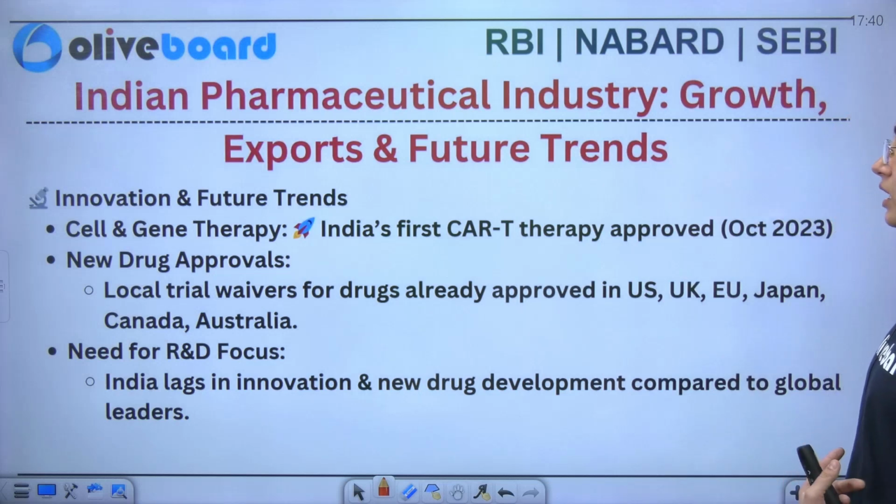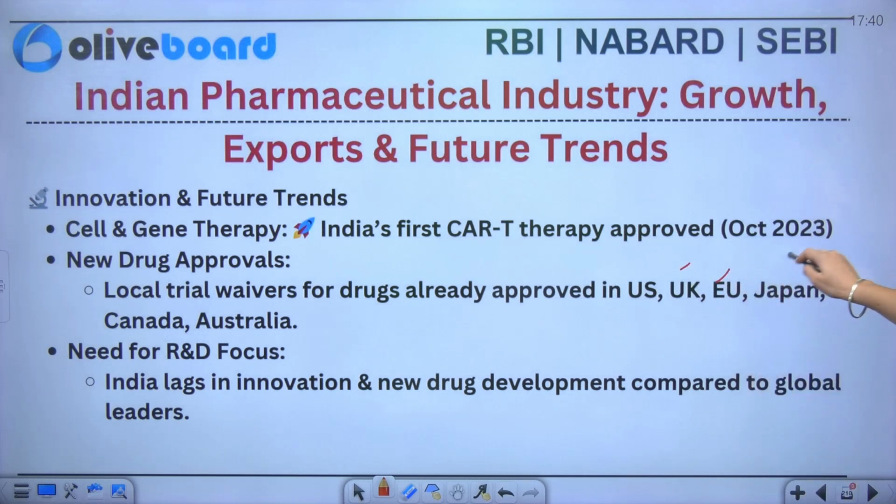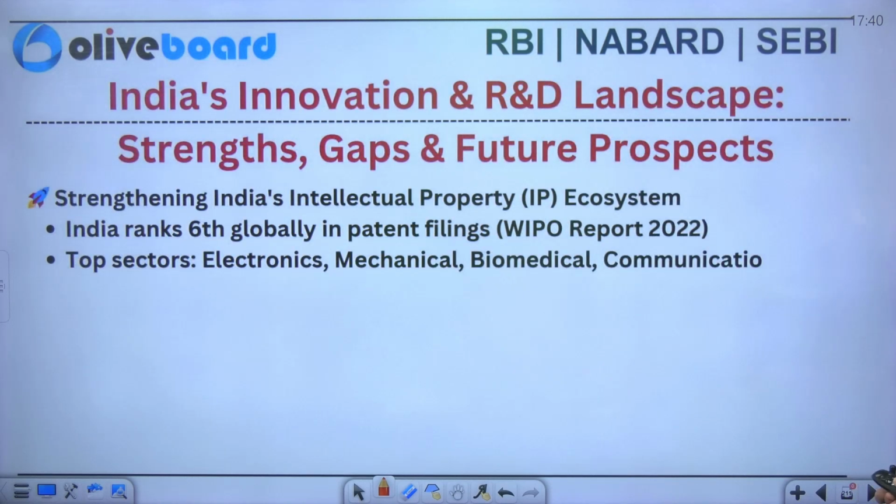Now what are the innovations that can be included here? So cell and gene therapy, India's first CAR-T therapy approved in October 2023. New drug approvals have been there. Local trial waivers for drugs already approved in the US, UK, EU, Japan, Canada, as well as Australia. Now we need to focus more on research and development. That is what has been mentioned in this particular survey. Now we see that we need to strengthen India's digital intellectual property ecosystem as well, and we are ranking 6th globally in patent filings.